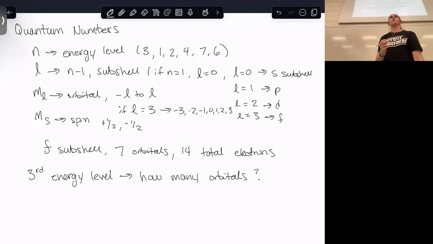Where'd you get 9 from? So for the S, we will have 1, and then for P we'll have 3 orbitals, and then for D we have 5.